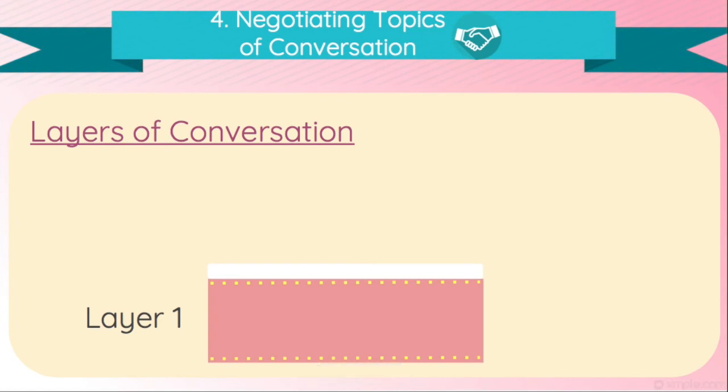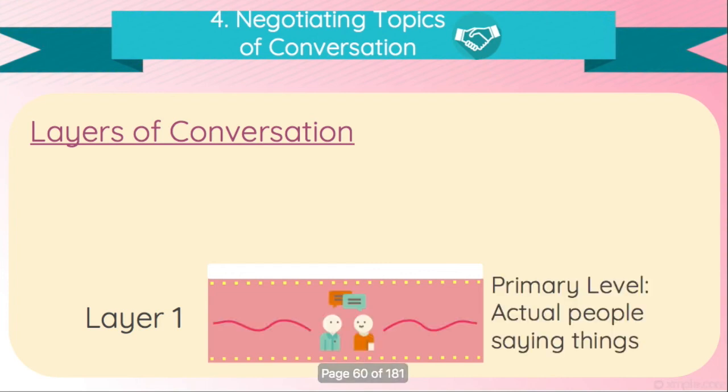So there are layers of conversation. So let's talk about layer 1. There are just 2 layers. So layer 1 is the primary level, or the actual people saying things.